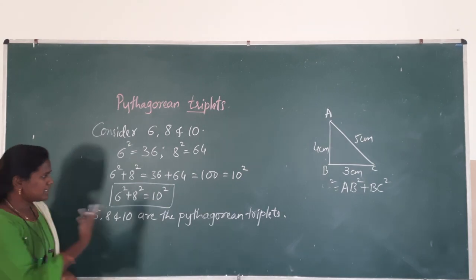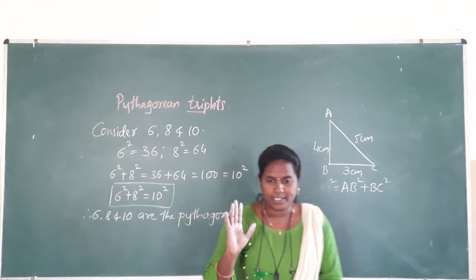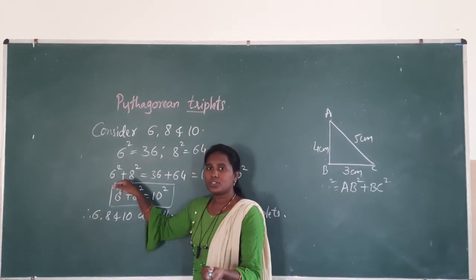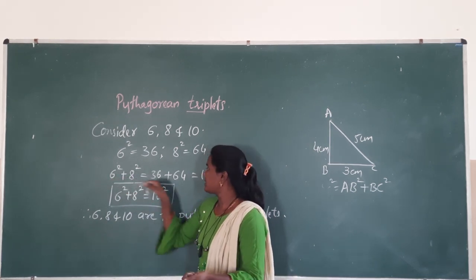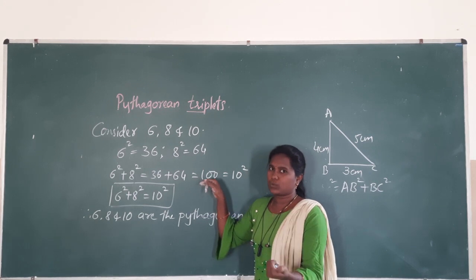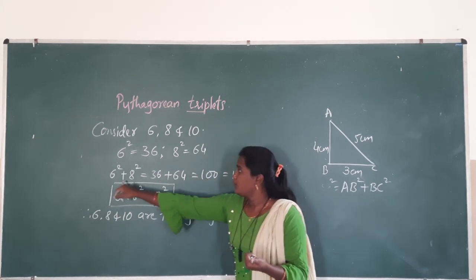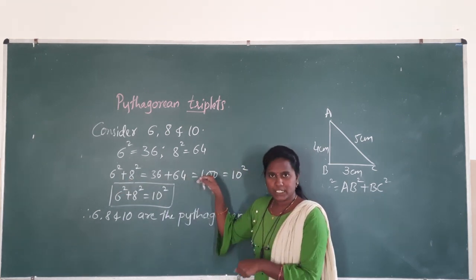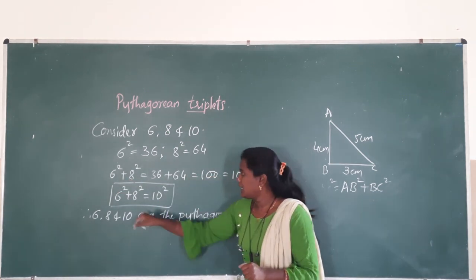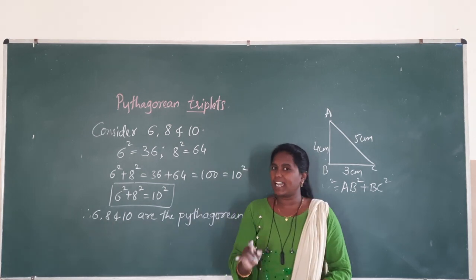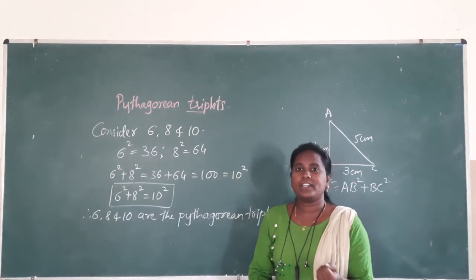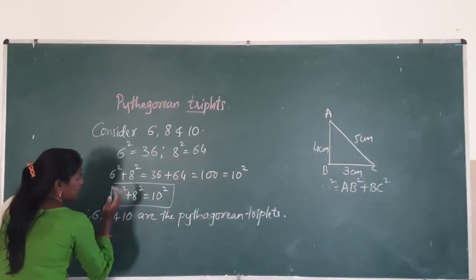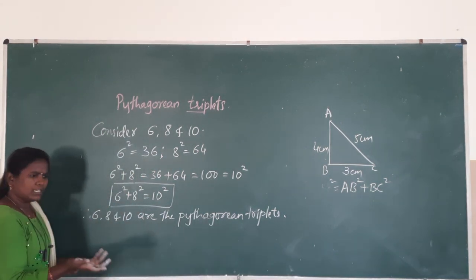There are some other numbers. It is clear that when you add any two squares, you must get a perfect square. When you add the squares of two numbers, if you get a perfect square, then only those three numbers are considered Pythagorean triplets.